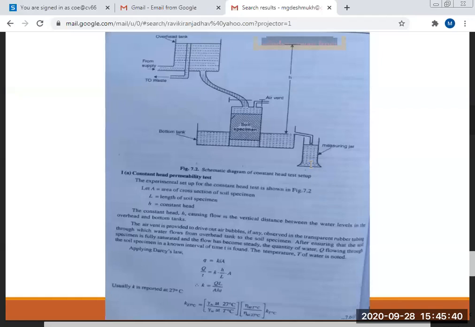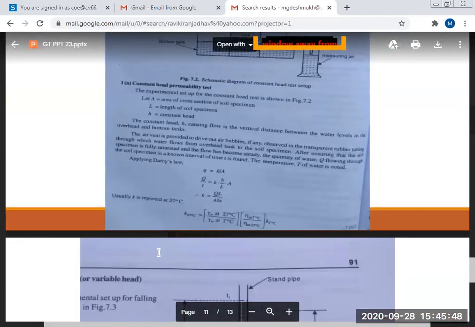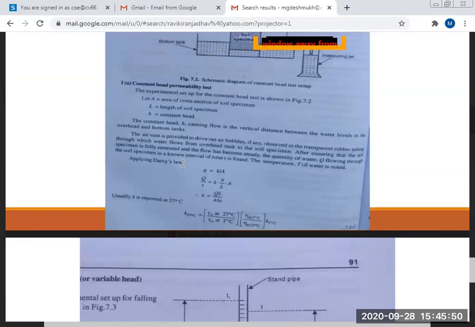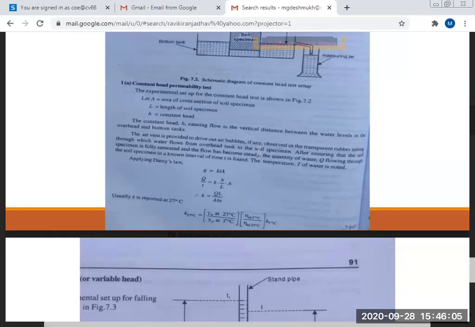Next, how the rest comes, I will show you. So you have to check the air vent and all these things. The temperature is noted, but that is not at all important. Now we are going to apply Darcy's law. What Darcy's law says: Q, the discharge, is equal to KIA. Darcy's law I defined for you: V is proportional to KI.